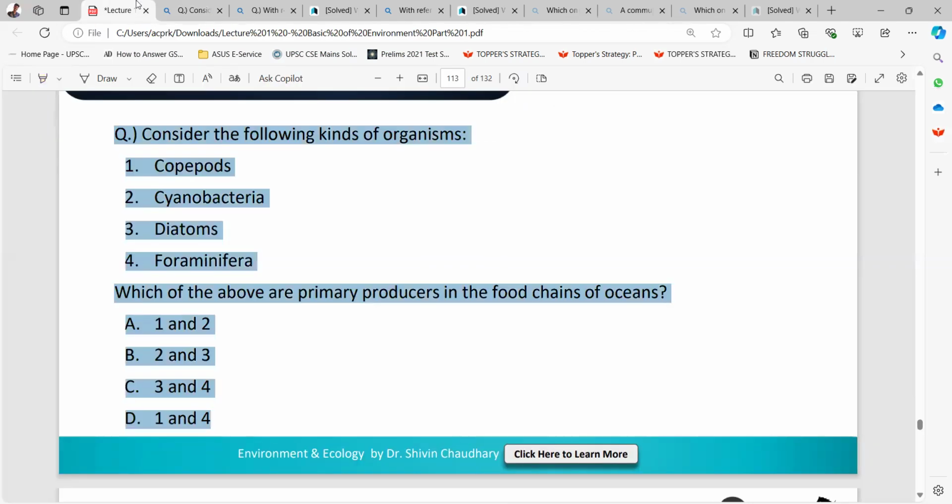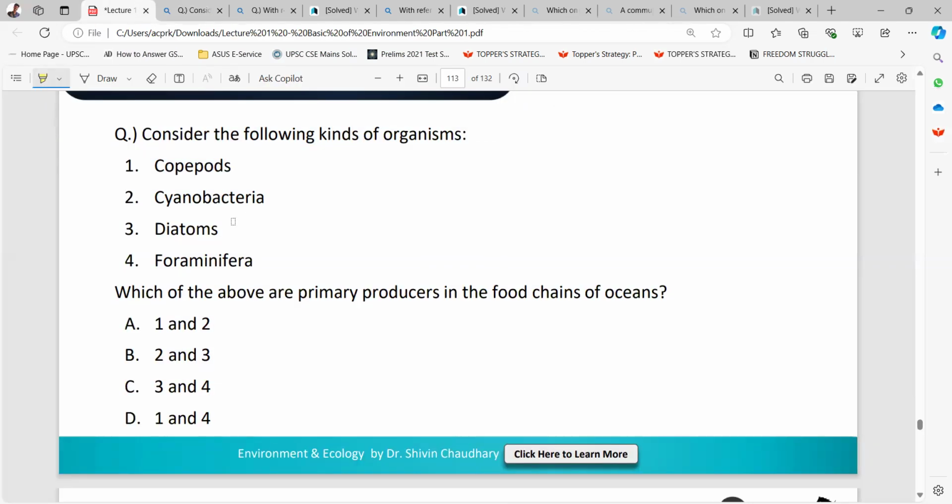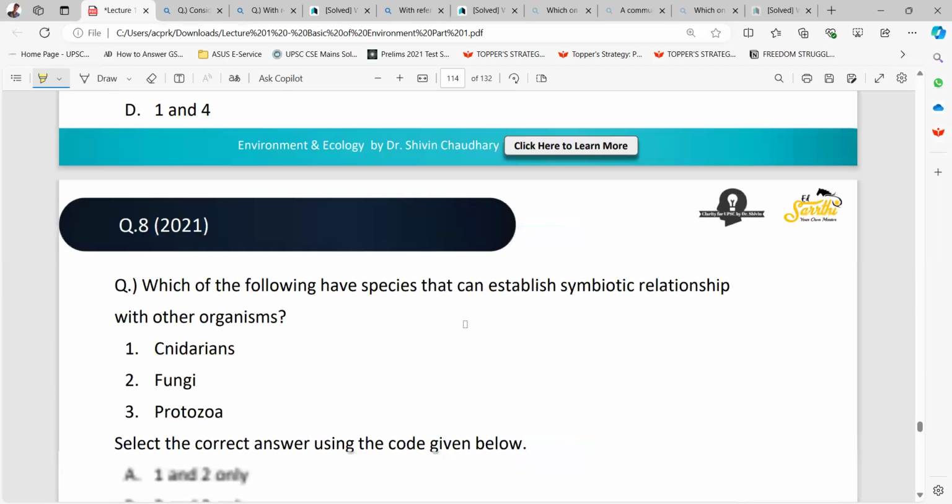It's cyanobacteria and diatoms. Yes, correct. So cyanobacteria and diatoms are the primary producers in the food chain of oceans. Okay, foraminifera and copepods are not primary producers in the food chain of oceans.